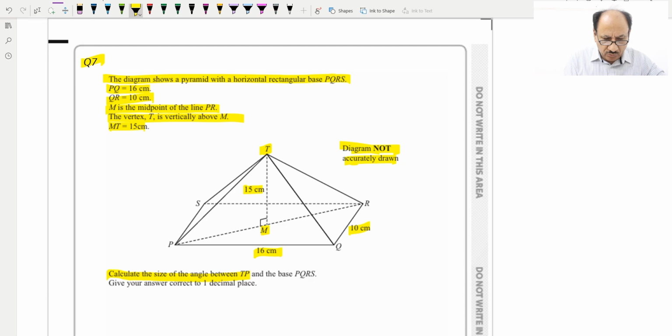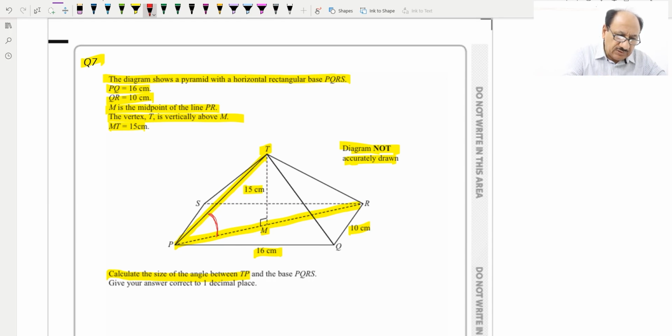TP is which one? TP is this one. So between TP and the base, we can consider the angle between the base. This will be the angle required, this much. This angle is required. So how will we find this one?